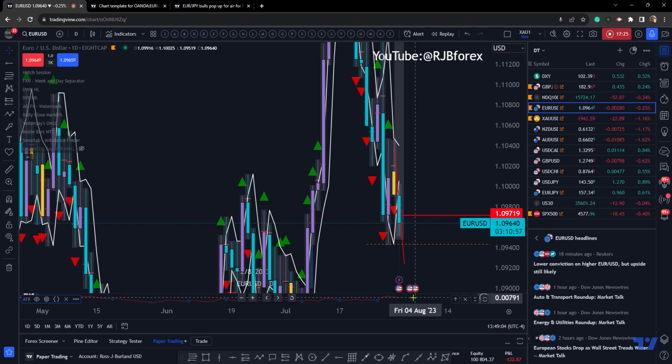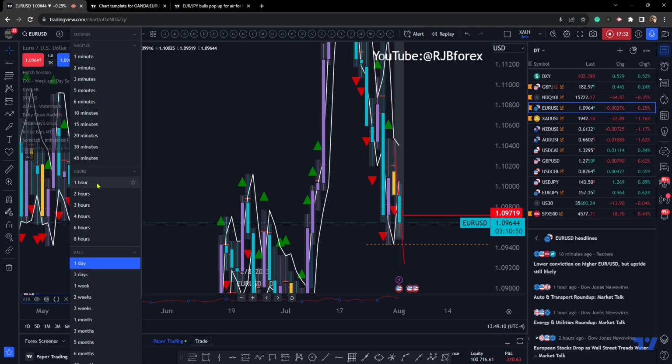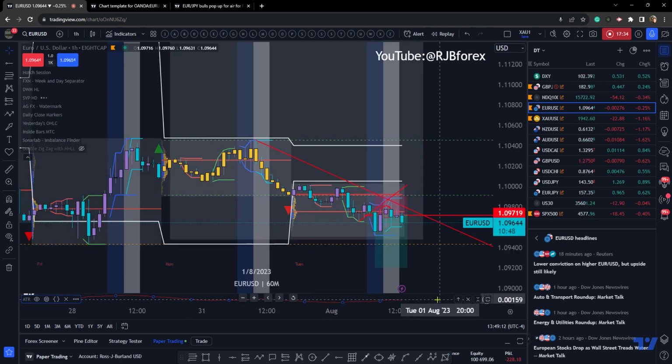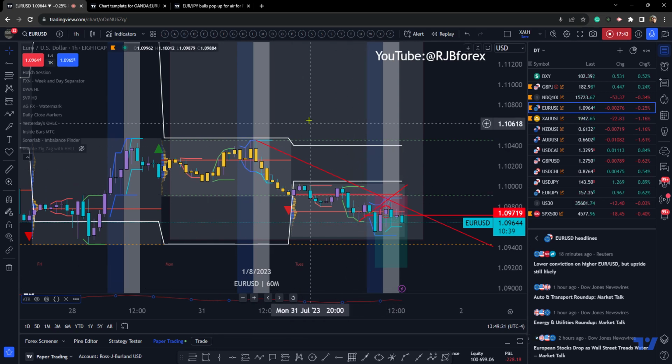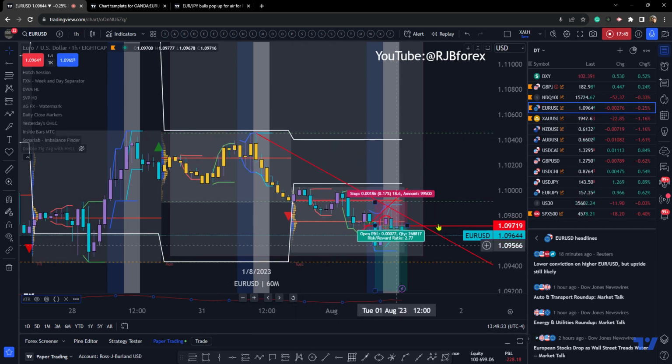So on any given day, we've got about an 80 pip move on Euro, and on the hourly basis, 15 pips. So it just gives you an indication of what range you might expect for the day or per time frame that you're on.